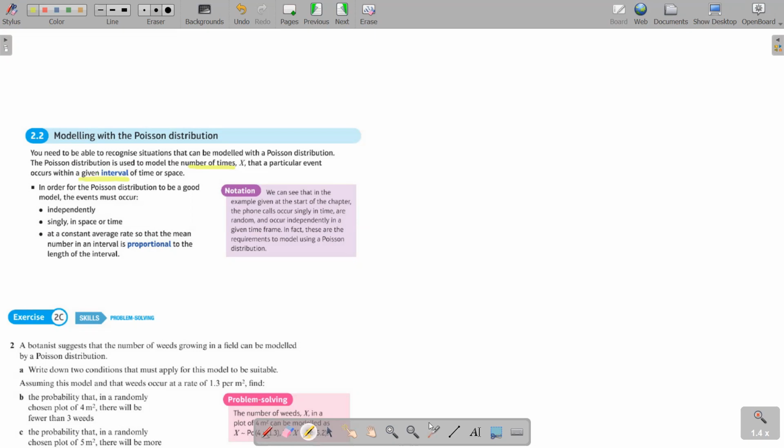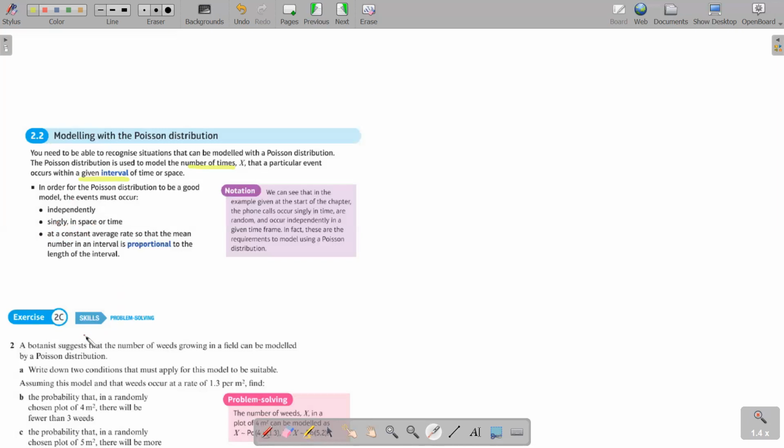Okay, so we'll go through some questions and see how to find this lambda, how to get the interval and how to get capital X. So let's go through the rules. In order for the Poisson distribution to be a good model, the events must occur independently. That's a very important requirement. You see this in binomial as well, right? The events must occur independently, like there should be no dependence. The events should occur singly. They should occur alone, not two events together at the same time. So they should occur singly in space or time.